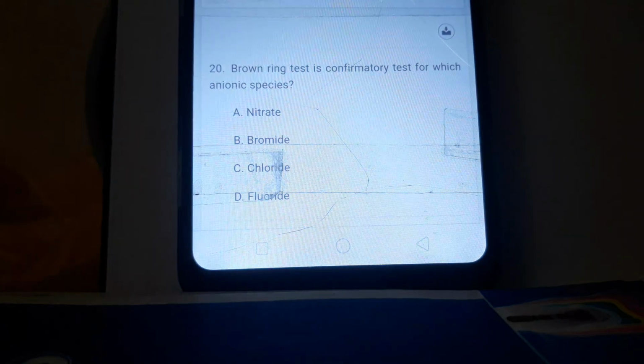Now the next question is the Brown ring test. You've all heard about this. It's a confirmatory test for which anionic species? Nitrate, bromide, chloride, or fluoride. So that's 20 questions.